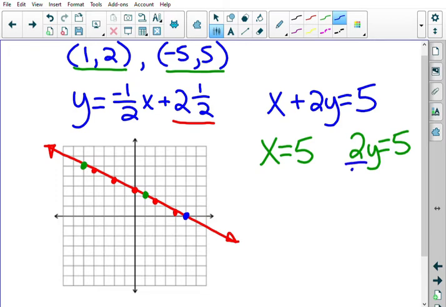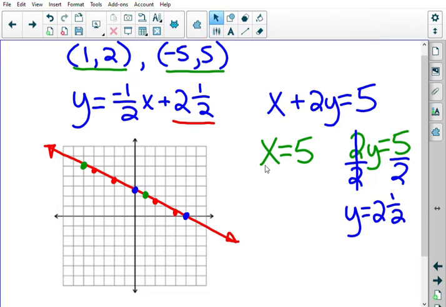Now ignore the term with the x in it and solve for y on this one. y equals 5 over 2, which is 2.5. Starting with our origin, 1, 2.5. And connect the dots, and we are on our line. So there are really advantages to both slope-intercept form and standard form.